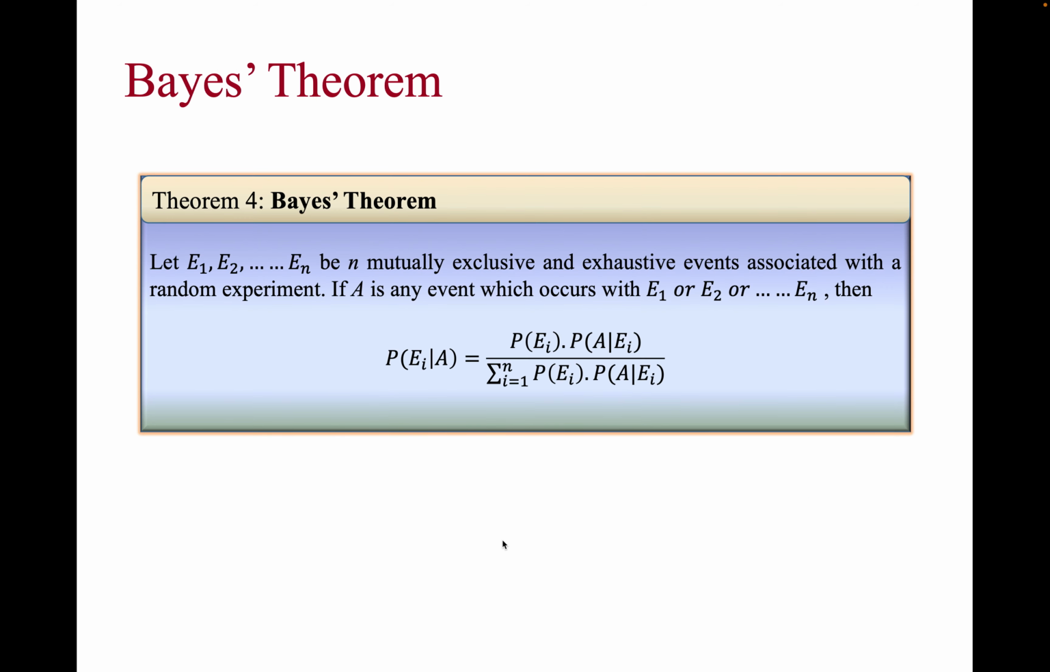Bayes theorem. Bayes theorem says that E1, E2 to En are n mutually exclusive and exhaustive events associated with the random experiment. If A is any event which occurs with E1 or E2 or up to En, then the probability of Ei upon A equals the probability of Ei times the probability of A happening in Ei, over the summation of the probability of event Ei times the probability of A occurring in Ei.